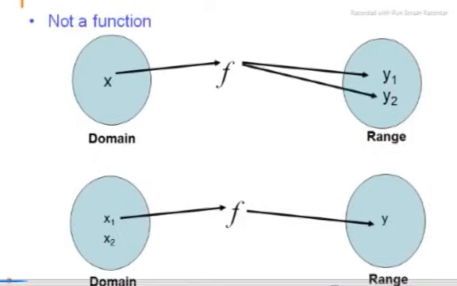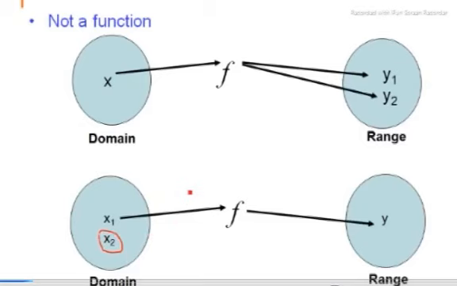In the third example you can see that the point x1 is related to the point y in the range through the function f, but x2 is not related to any point in the range. So this is not a function because there are points in the domain which are not related to any point in the codomain.